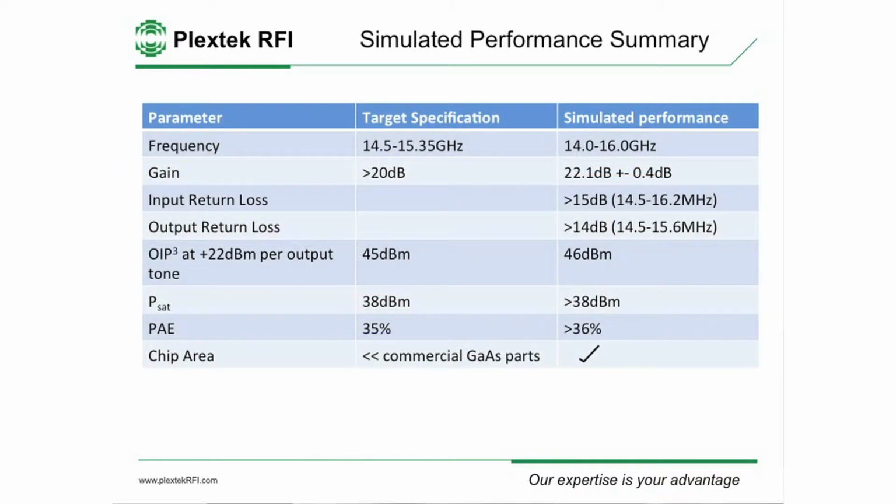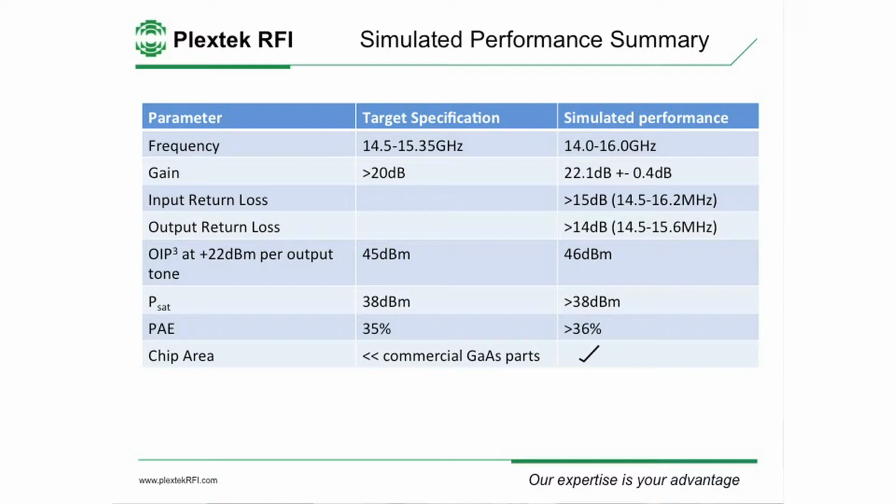So this is the simulated performance summary for our IC in the conventional microwave metrics world. This is what we had as our target specification. We've got that band with some guard band top and bottom. We've got a little over 22 dB of gain. Input return loss is greater than 15 dB. Output return loss greater than 14 dB. We could have achieved better output return loss.